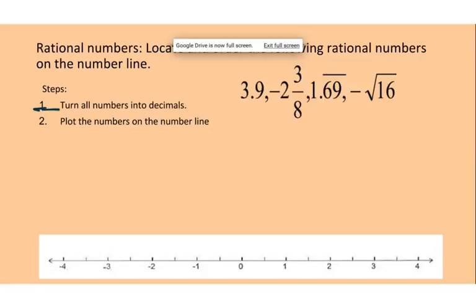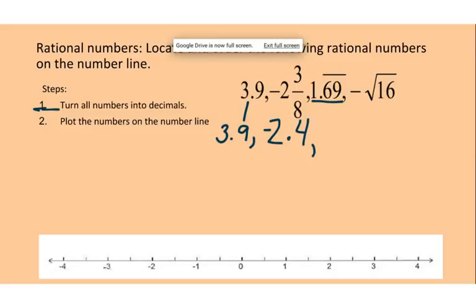Okay, so let's look up here. We have 3 and 9/10. That one's going to stay the same. Then we have -2 and 3/8. So what we're going to do is take the 3 divided by the 8, and we're going to get 2 and 375 thousandths. And we're going to round that to the nearest tenth. So we're going to say -2 and 4/10.